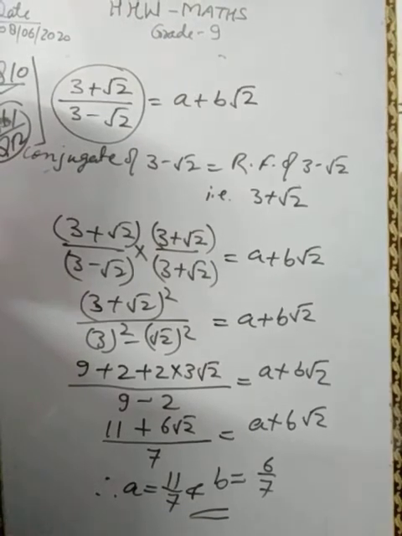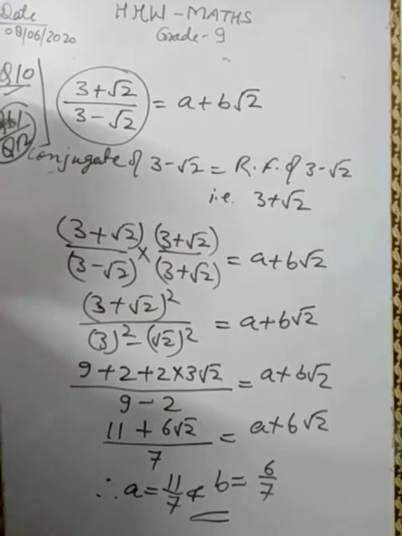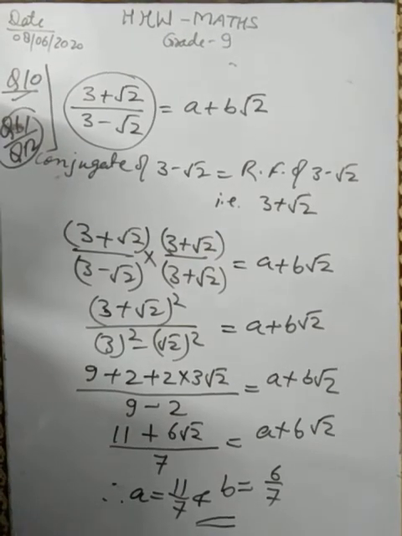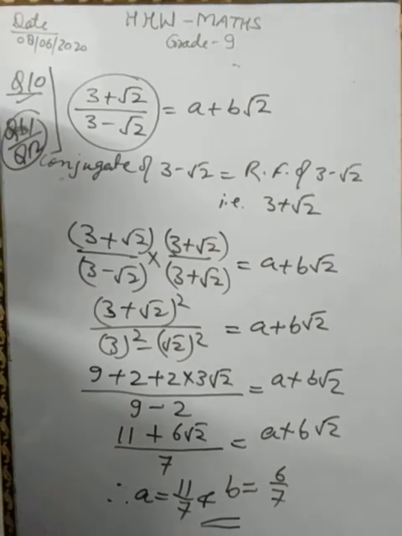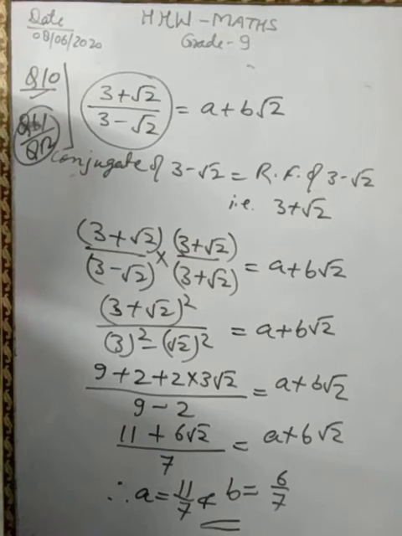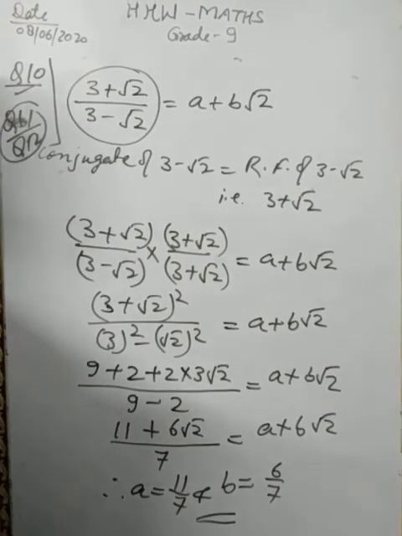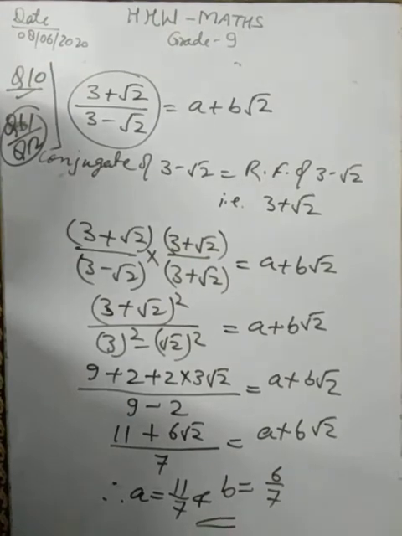Question number 11 is given as 3 minus root 6 upon 3 plus 2 root 6 equals a root 6 minus b. And question number 12 is given as 2 plus root 5 upon 2 minus root 5 plus 2 minus root 5 upon 2 plus root 5. So that is simply simplification.